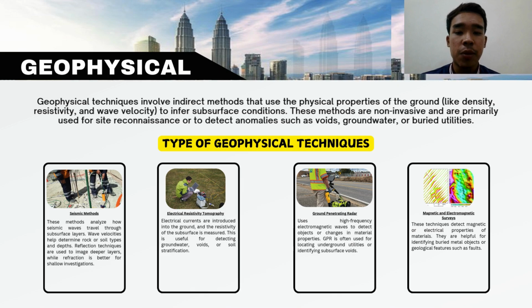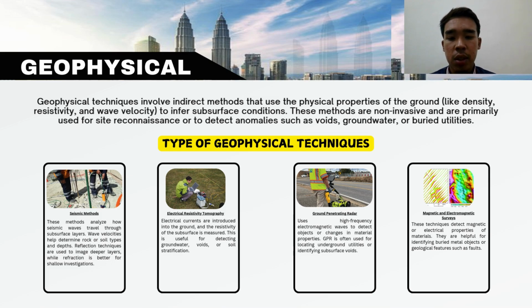There are four types of geophysical techniques. The first one is the seismic method. This method analyzes how seismic waves travel through subsurface layers. Wave velocities help determine rock or soil types and depth. Reflection techniques are used to image deeper layers, while refraction is better for shallow investigation.